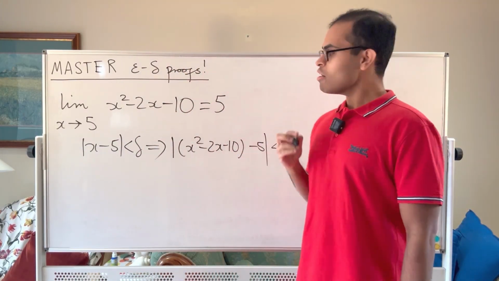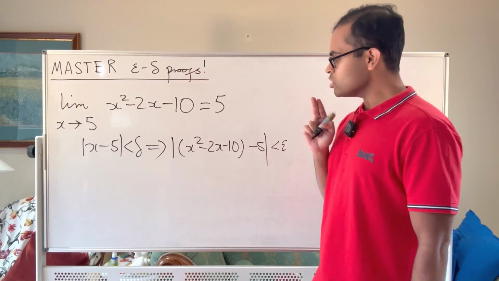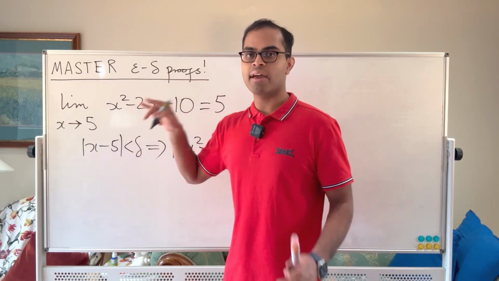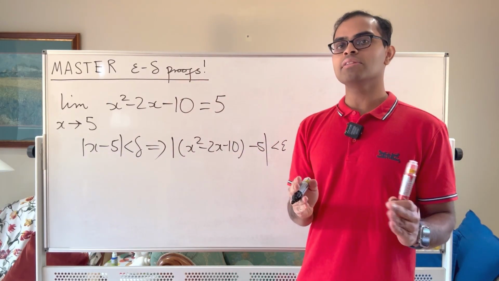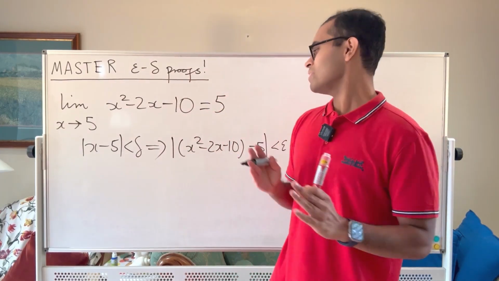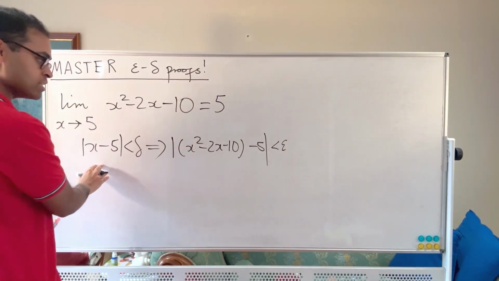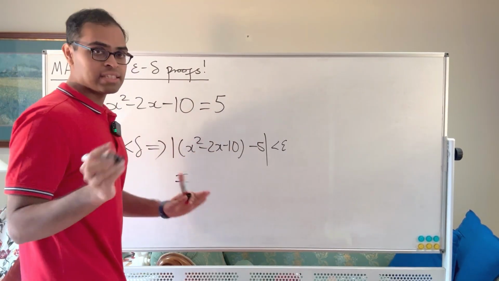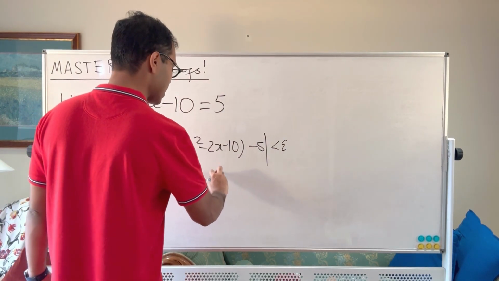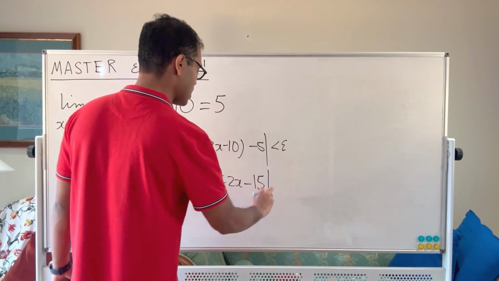So how do you find that delta in terms of epsilon? What you need to do is write this expression somehow in terms of x minus 5. These are the preliminary steps, not the actual proof, which will come later on that side of the board. We need to write this in terms of x minus 5. This is just going to come down to factoring our quadratic. So you're going to have the absolute value of x squared minus 2x minus 15. So that's going to be our quantity.